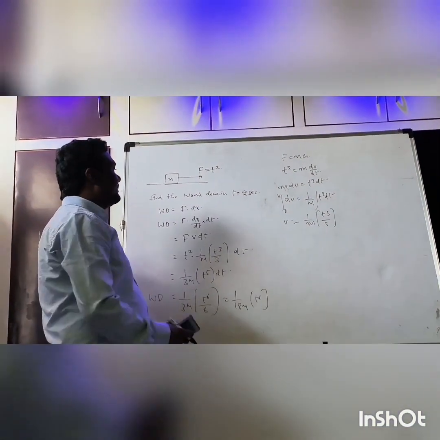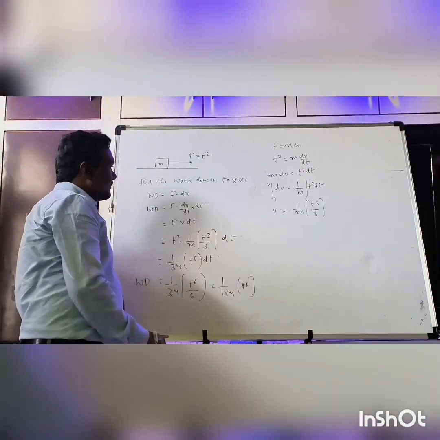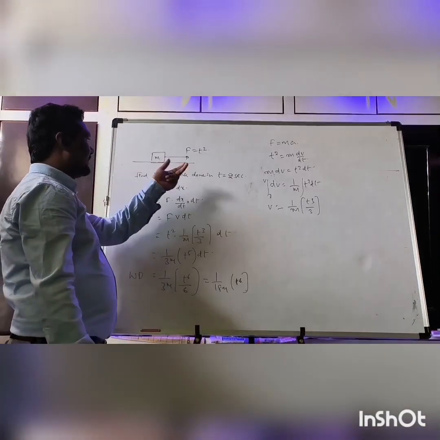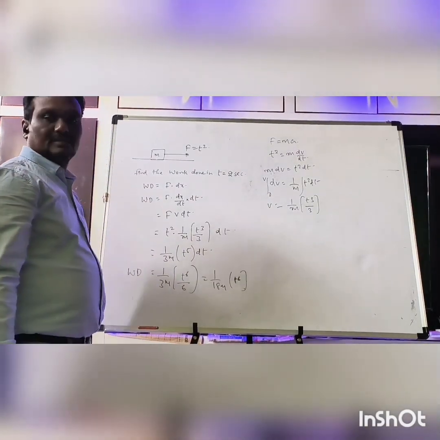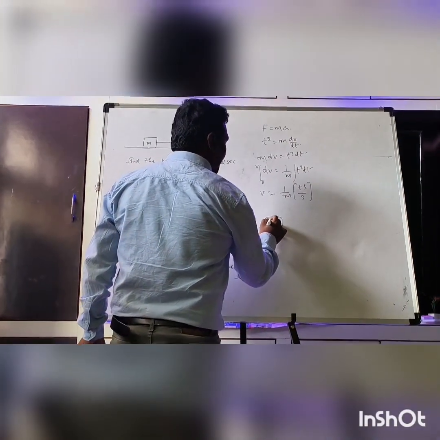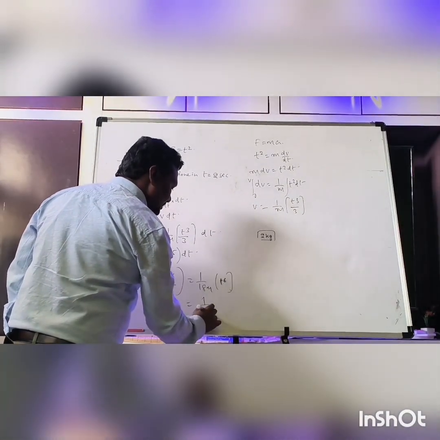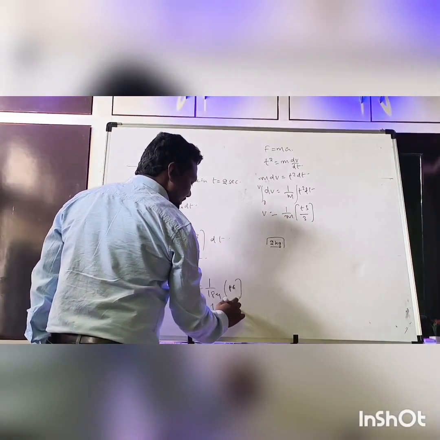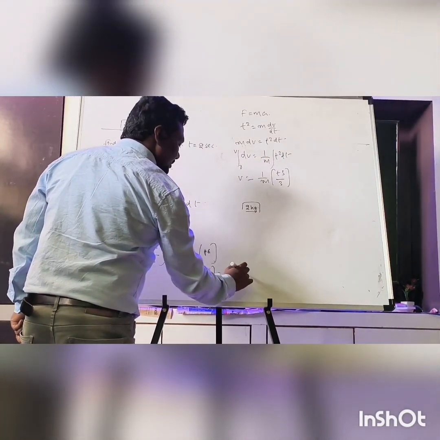Suppose in place of t, if you substitute 2 seconds, you will get the answer. So 1 by 18 m, he will give some mass, suppose 2 kg, like 3 kg, and t is equal to 2 seconds. If you substitute 2 power 6, then you will get work done. So for example, if m is equal to 2 kg, then 1 by 18 into 2 into t power 6. T power 6 means 2 power 6. What is 2 power 6?